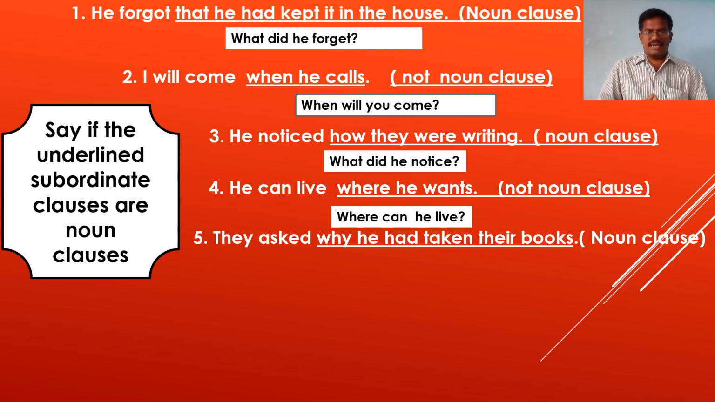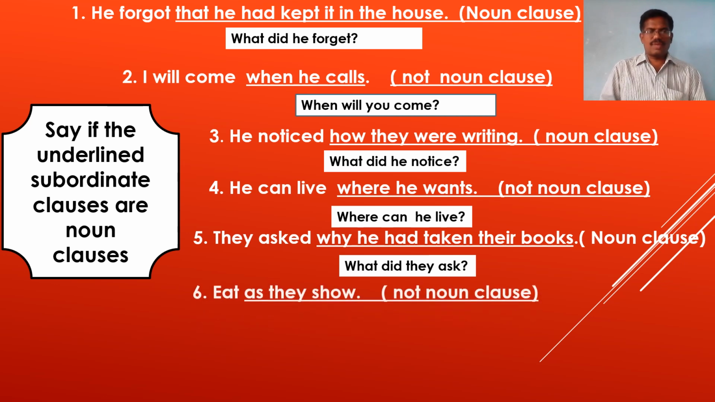Example number 5. They asked why he had taken their books. Here, the underlined subordinate clause, why he had taken their books, is a noun clause because it answers here the question word what. So whenever you put the question, they asked what, or what did they ask, the answer will be why he had taken their books. So it is a noun clause.